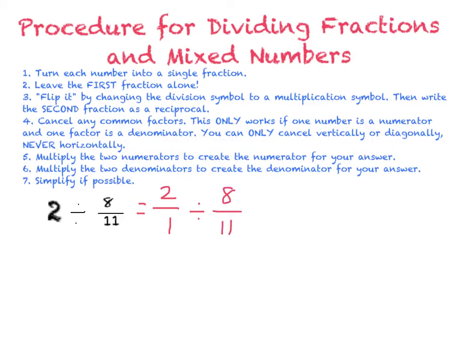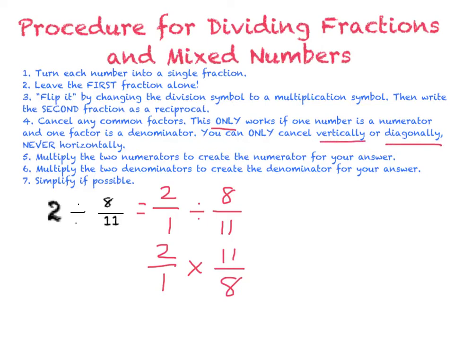Moving on to step 2, it says leave the first fraction alone. So 2/1 is going to stay like it is. Remember from the flip it video that when we flip it, it requires a couple of things. We first need to change the division symbol into a multiplication symbol, and then we want to write the second fraction as a reciprocal. Well, I remember that a reciprocal just means to switch the numerator and the denominator. So I'm going to do 11 on the top and 8 on the bottom now. Just like multiplication now, I'm going to be able to cancel any common factors, only if one is a numerator and the other is a denominator. We can only cancel vertically or diagonally.